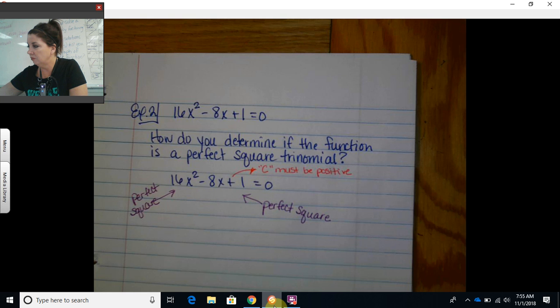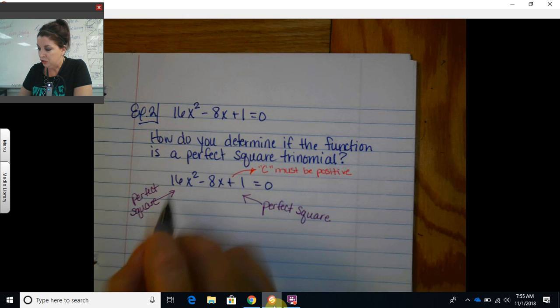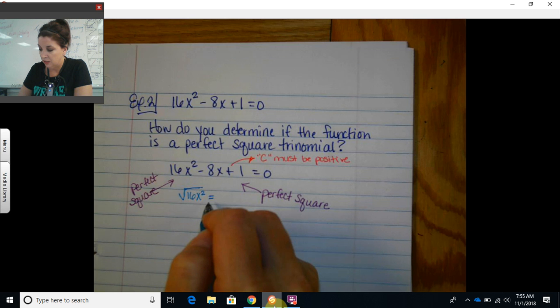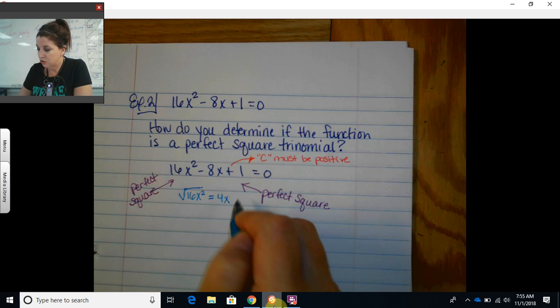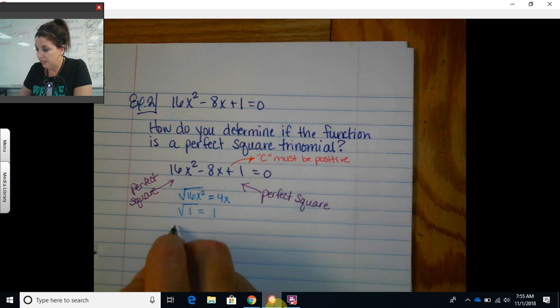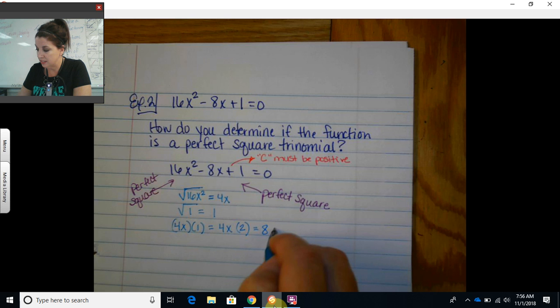So, to figure out if it's a perfect square trinomial, you take the square root of the first term. What is the square root of 16x squared? 4x. You take the square root of the last term, which is 1. You multiply those two together. 4x times 1 is 4x. And then you must double it. So multiply by 2, you get 8x.